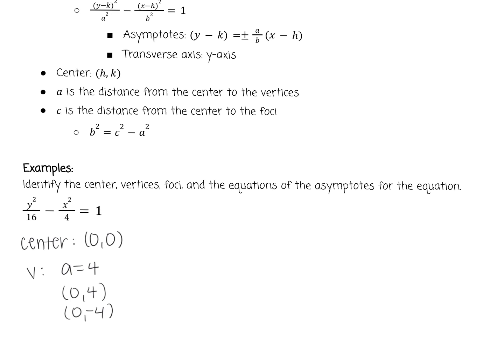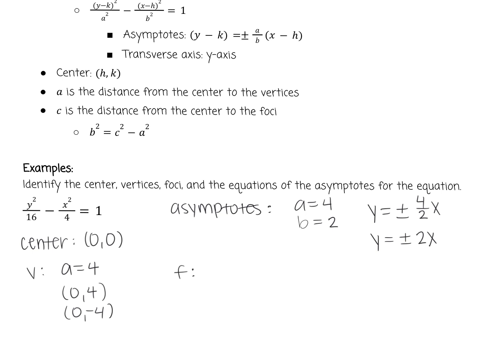For the foci, now we're going to do our asymptotes first. So I need to know a and b. I've already identified that a is 4, and then b is going to be 2. So for my asymptotes, it's going to be y equals plus or minus, and then because y is first, it's going to be a over b. So we're going to have 4 over 2 x, which simplifies and gives us y equals plus or minus 2x. And now we're going to do our foci.